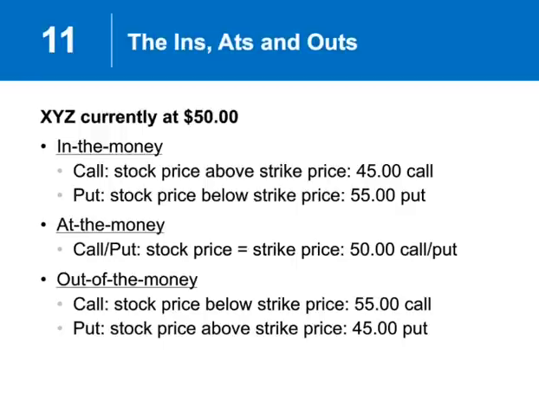On the flip side, the puts work exactly the opposite way. So an out-of-the-money put with the stock at 50 would be a 49 strike or anything lower. And as the slide suggests, the 45 put, which represents the right to sell stock at 45, would be $5 out of the money, $5 below the $50 stock price, and of course have no intrinsic value.